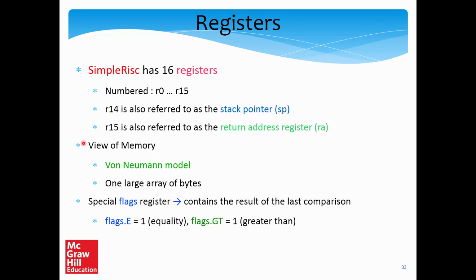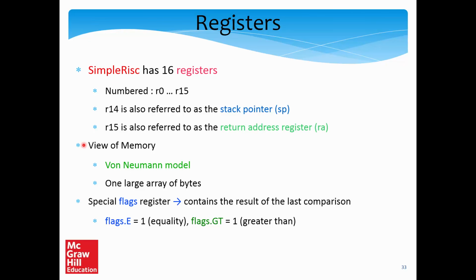Coming to the view of memory, let's assume a von Neumann model where we assume that the memory is one large array of bytes. It contains data as well as the program, and a program assumes that the entire memory is for its own personal consumption and there are no other programs. So let's live with some very simplistic assumptions for the time being.